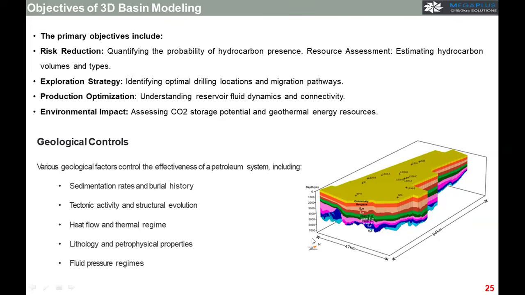Geological control: the various geological controls affecting the petroleum system, including sedimentation rate and burial history, which coming from the 1D model you can detect; tectonic activity, structure evolution, the effect of the structure on your model; heat flow through time and your current time; lithological and petrophysical properties like porosity; fluid pressure regime; also whether it is gas or oil. Also, it's not mentioned here the compaction analysis of your model, which is actually affecting the maturity.